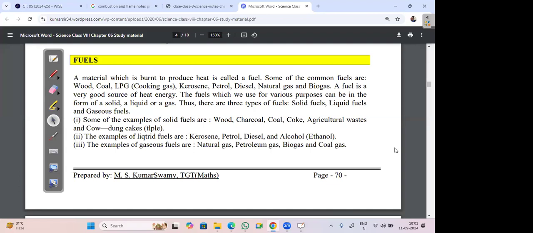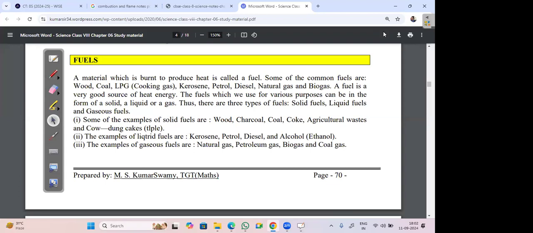Just let me check for those who are present. Venkat Rudra. Yes, sir. Okay, so tell me some examples of fuels. Sir, LPG, CNG, petrol, kerosene, diesel.